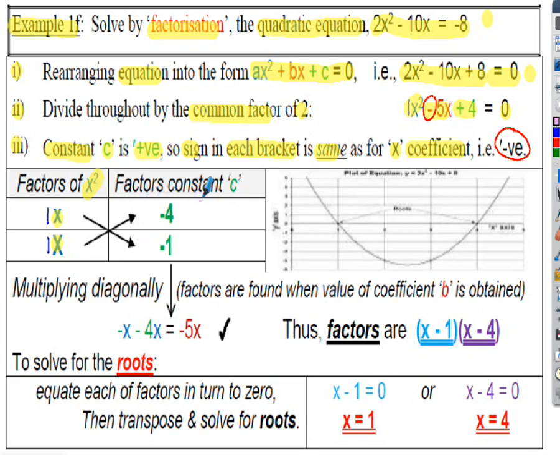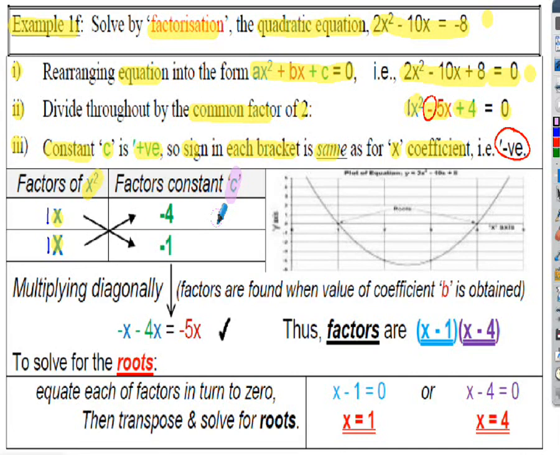Now in the second column here, I'm looking for factors of the constant c term. So factors of 4 could be 4 and 1. 4 times 1 is 4. Or of course it could be 2 times 2. 2 times 2 is 4.